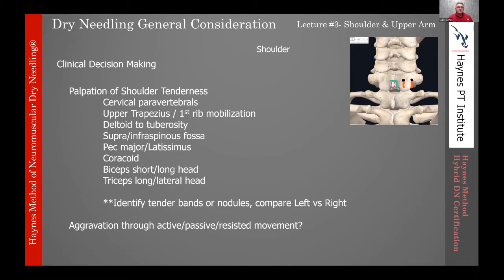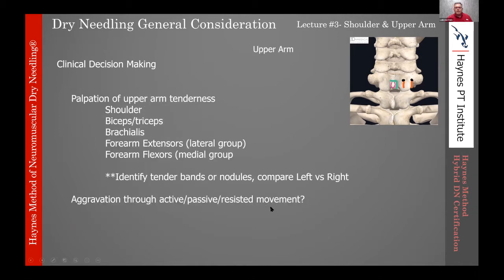We also want to go into the biceps, the short and the long head, try to trace it from its distal insertion, and then follow it all the way back up to both the short head coming over to the coracoid and then the long head as it travels underneath the acromion. Again, we're identifying tender bands or nodules, comparing left and right. And then lastly, in the upper arm, we want to palpate the biceps and the triceps. We want to catch the brachialis. We'll go through this a little bit later.